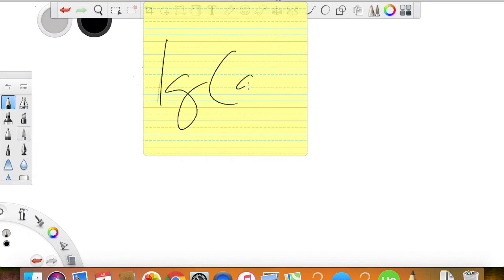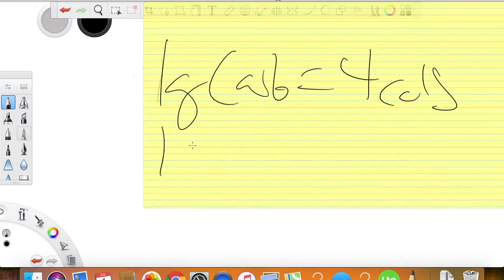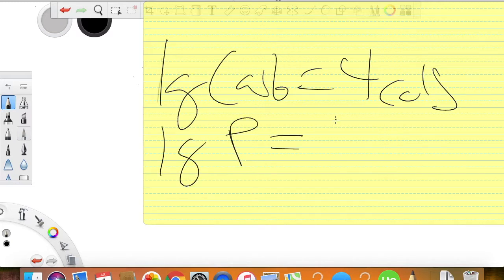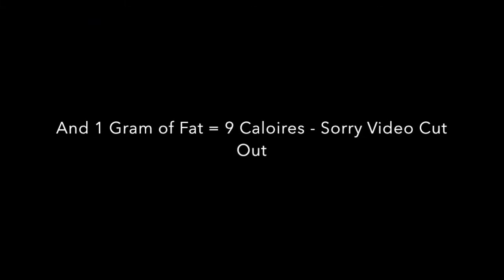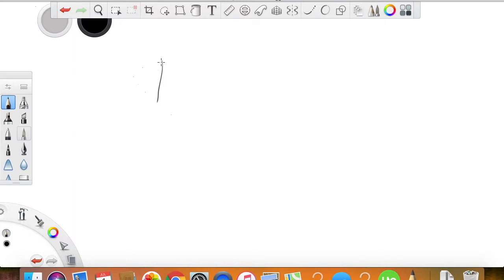Now, this is where it gets tricky. So we know we have 600 and 800. We have 800 for the carbs, 600 for the fat, and 600 for the protein. Now we need to know that 1 gram of carb equals 4 calories, 1 gram of protein equals 4 calories, and 1 gram of fat equals 9 calories.